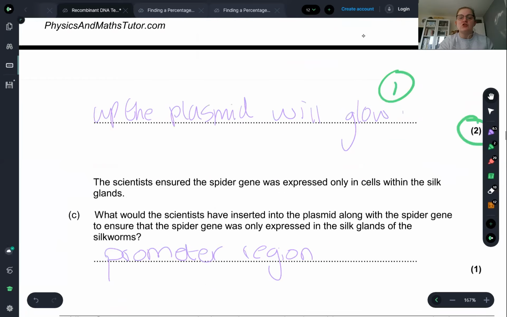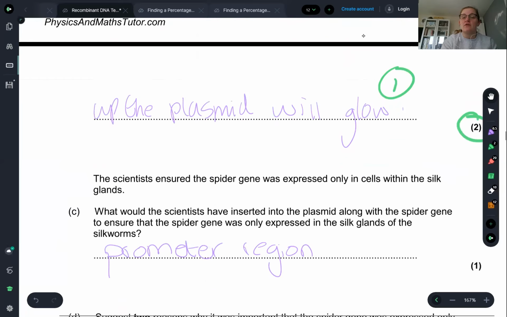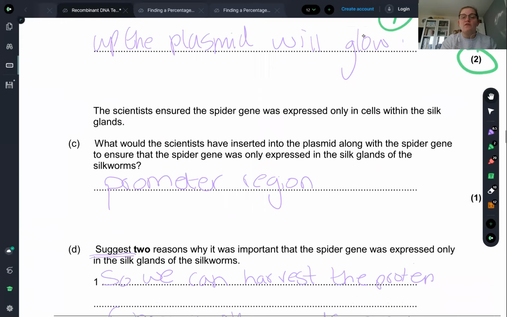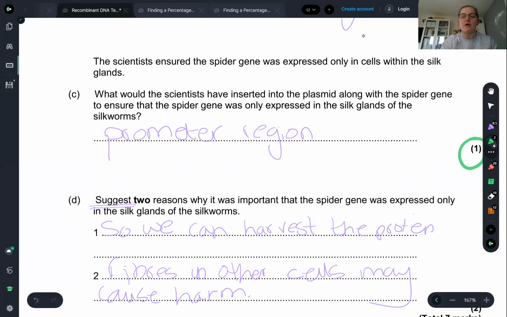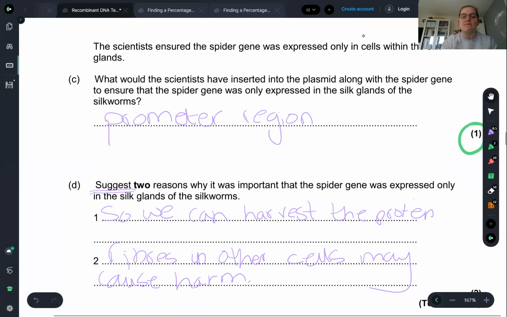So the scientists ensure the spider gene was expressed only in cells within the silk. What will the scientists have inserted into the plasmid, along with the spider gene, to ensure the spider gene was only expressed in the silk glands of the silkworms? And that, as you know, is a promoter region. That's just 1 mark for that.